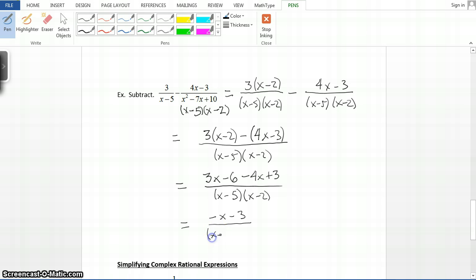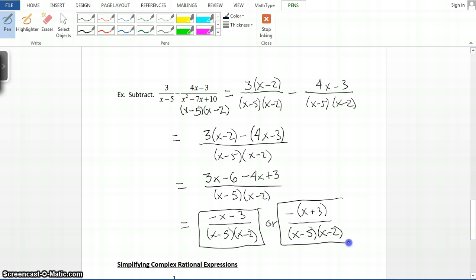The denominator is still the same, x minus 5 times x minus 2. You can leave your answer like this, or you can factor that negative out of your numerator. If you pull negative out of both of them, it'll look like that. The opposite of the quantity x plus 3, distributing the negative would be negative x minus 3. Either answer is fine. The second answer is factored, but either answer will suffice.